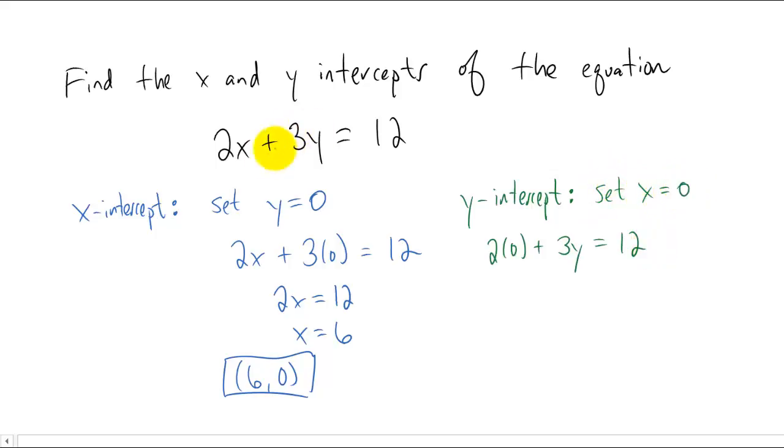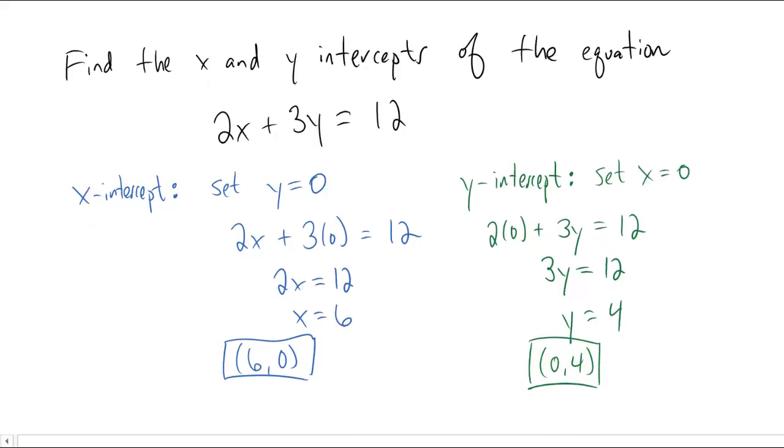If we set x equal to 0 in our equation up here, we get this. This first term goes away completely, and we just are left with 3y = 12. Now if we divide both sides by 3 to get y by itself, we get y = 4. And now that we know that x = 0 and y = 4 is a point, we write it down, and that is our y-intercept.